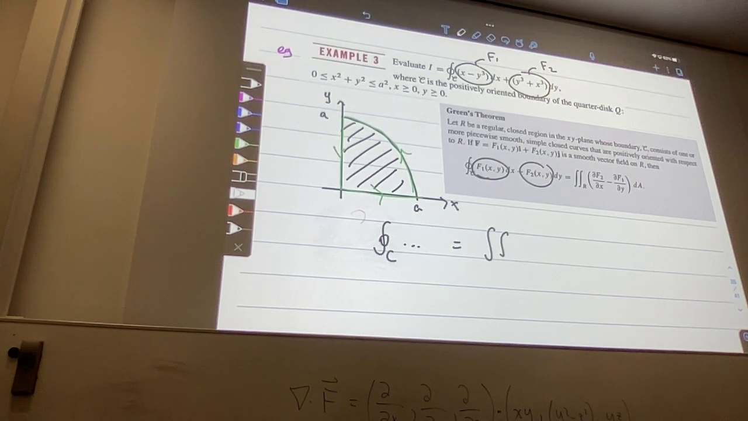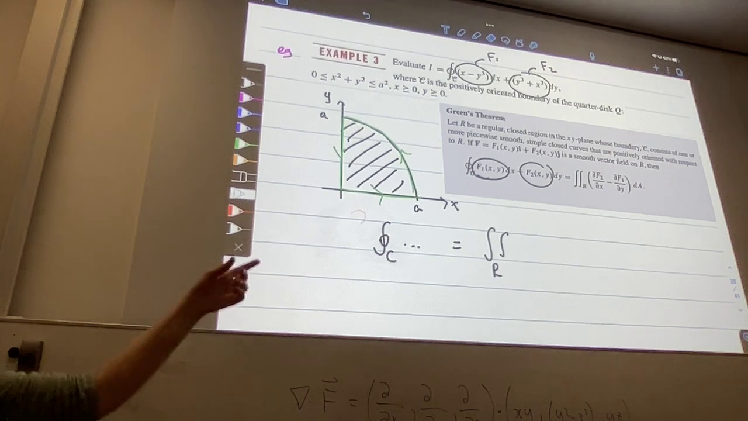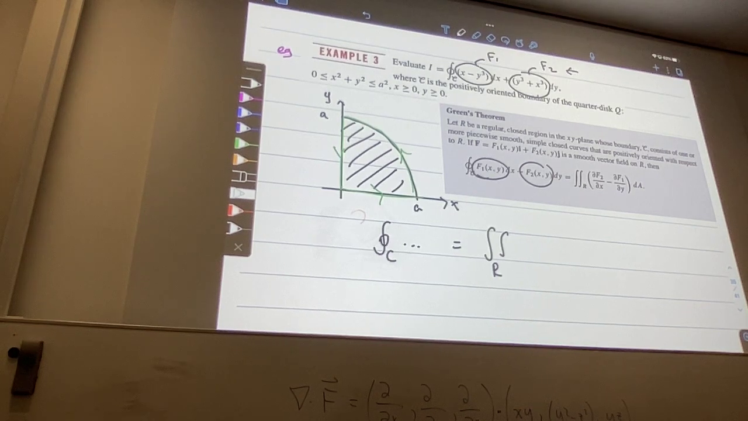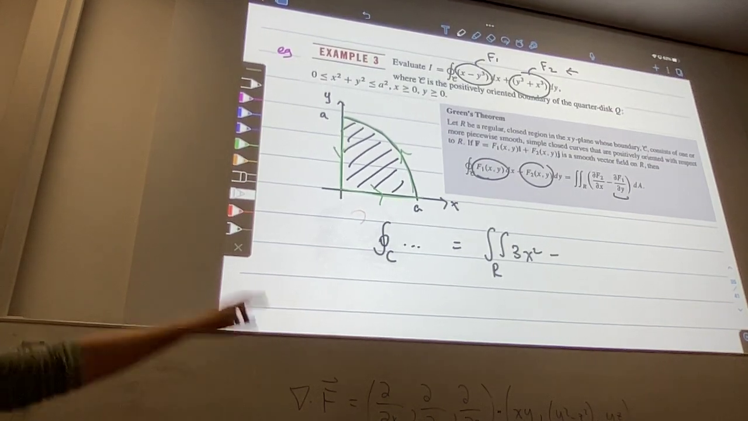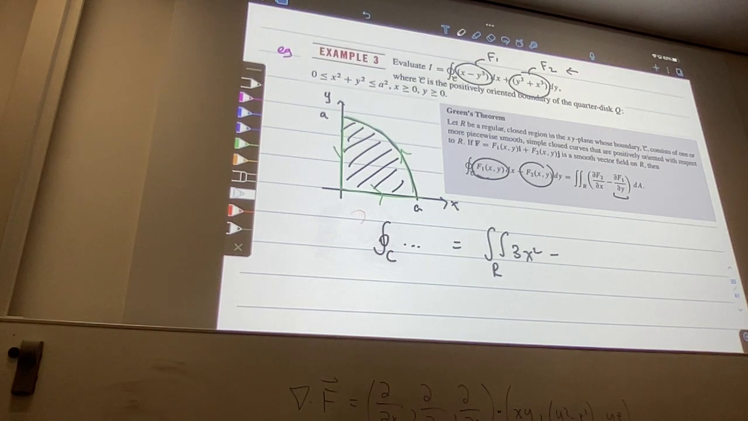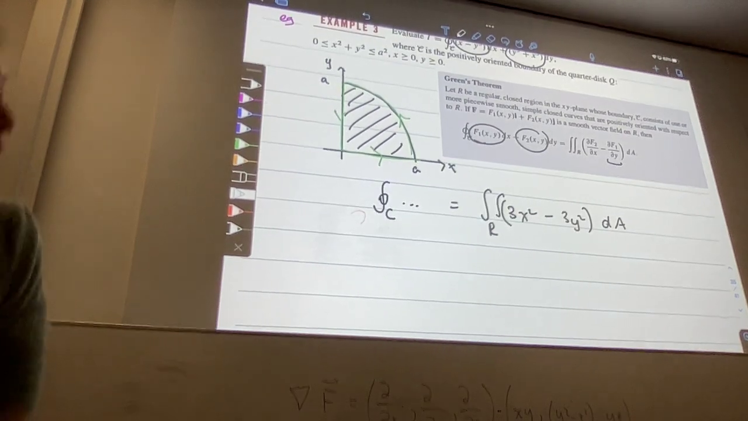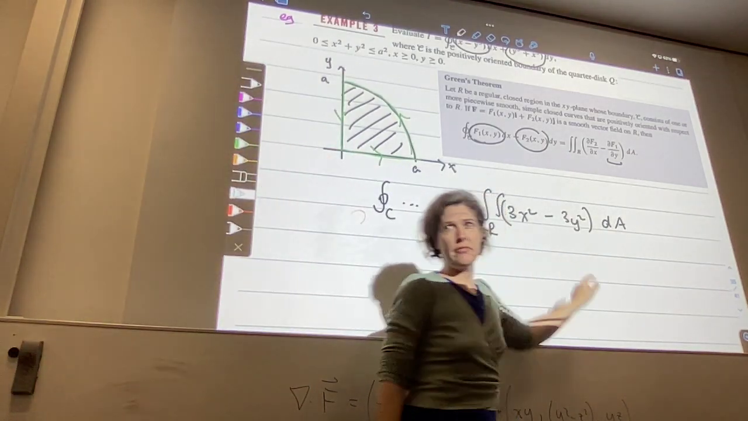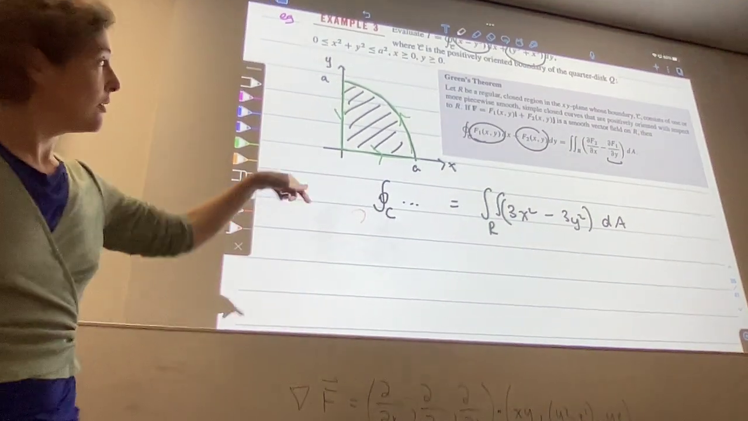into our integral over the region of, now we need the partial derivative of this component with respect to x, so that's just going to be 3x squared, and then we need to subtract off the partial derivative of the first component with respect to y, which is going to give us 3y squared. And we need to do that over dA. So we've gone from some hairy thing that we didn't really understand before to an integral that you can totally do. Because you know what your region is, you're good to go.